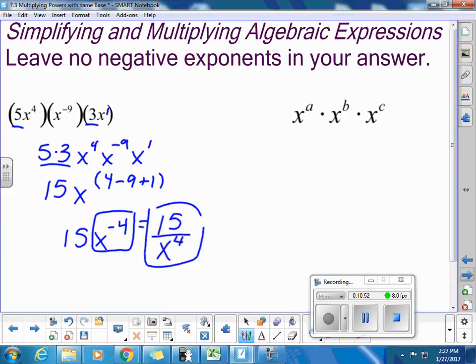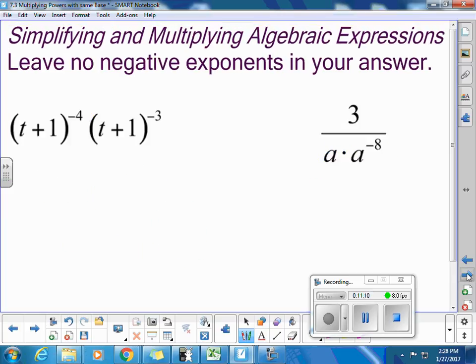x to the a times x to the b times x to the c is x to the a plus b plus c. I don't know what a, b, and c are. I can't do anything to simplify that. I think I'm done with that one.